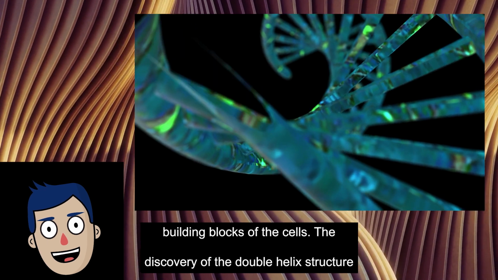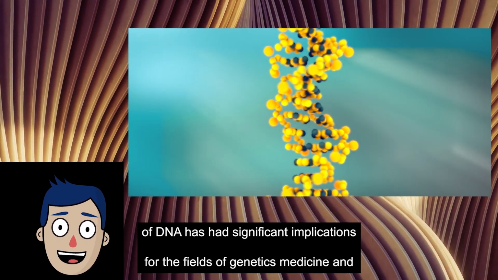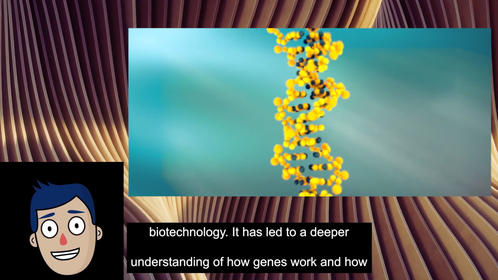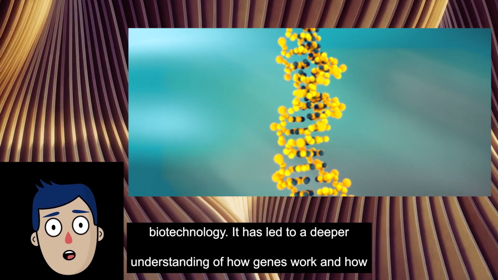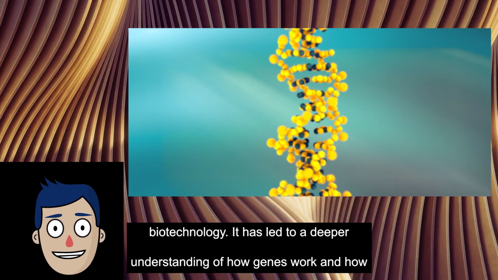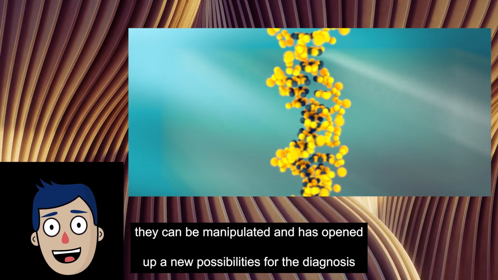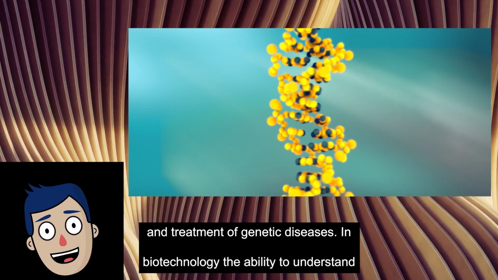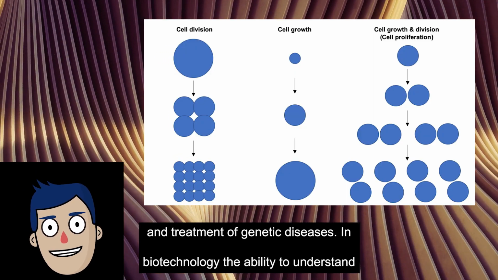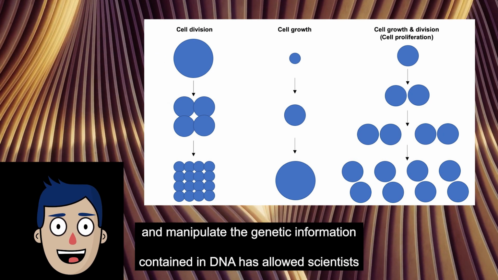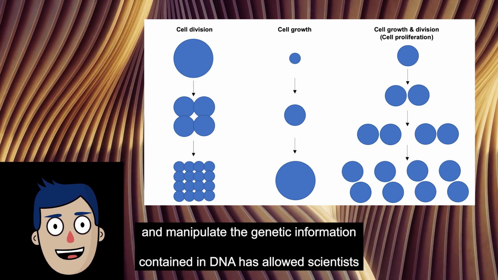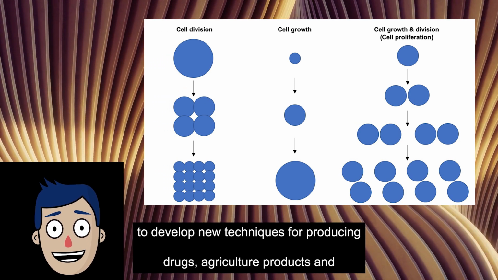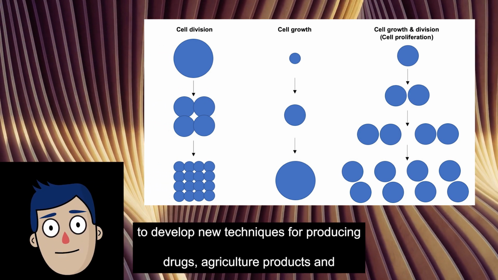The discovery of the double helix structure of DNA has had significant implications for the fields of genetics, medicine, and biotechnology. It has led to a deeper understanding of how genes work and how they can be manipulated, and has opened up new possibilities for the diagnosis and treatment of genetic diseases. In biotechnology, the ability to understand and manipulate the genetic information contained in DNA has allowed scientists to develop new techniques for producing drugs, agricultural products, and industrial enzymes.